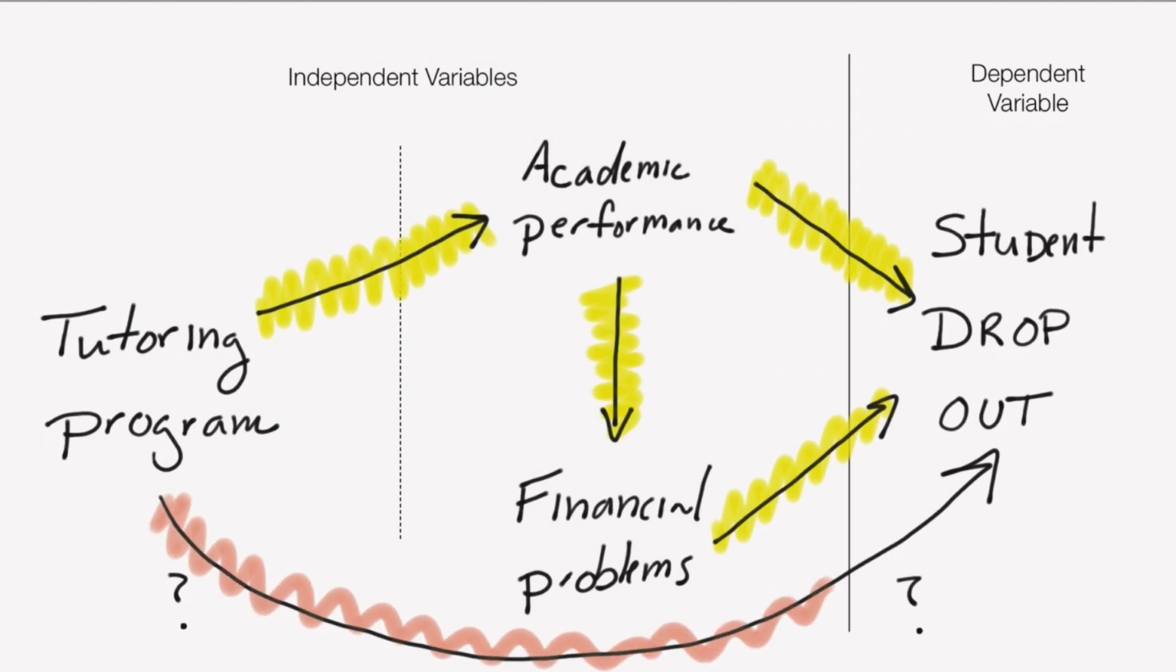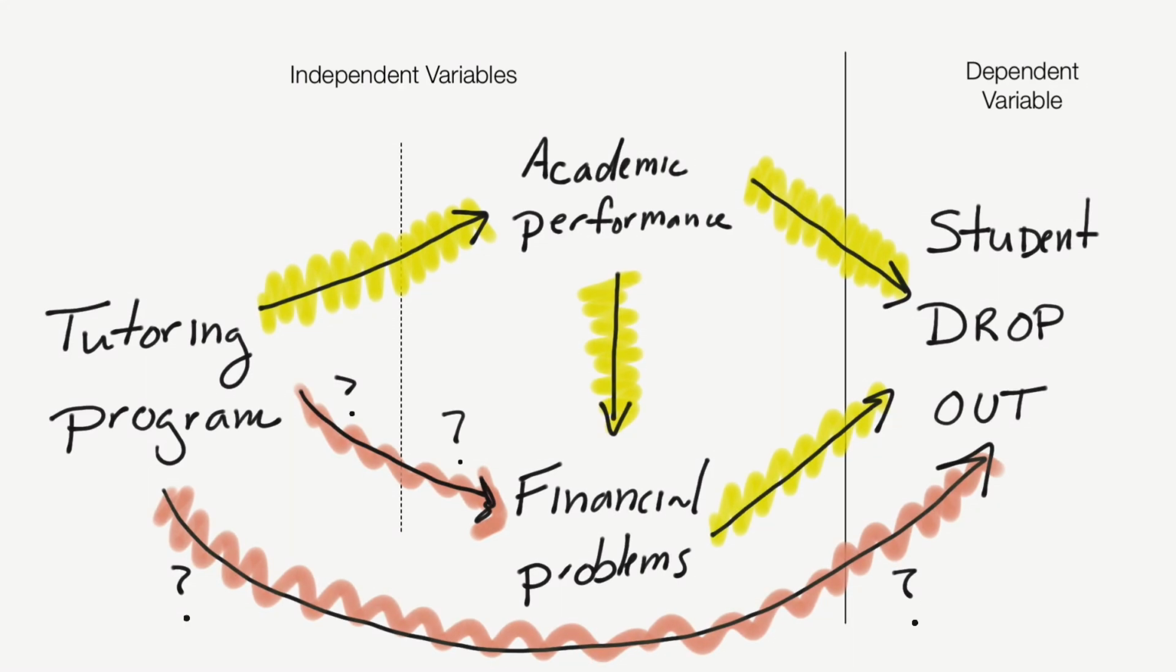We may hypothesize that a tutoring program is an indirect or remote cause of the student dropout rate, but it may be harder to find a statistical effect between the tutoring program and the dropout rate. And similarly, it may be harder to identify a statistical effect between the tutoring program and financial problems. So drawing out a schematic or a causal model diagram is really helpful to identify what types of variable relationships we should be looking for in our statistical analysis.